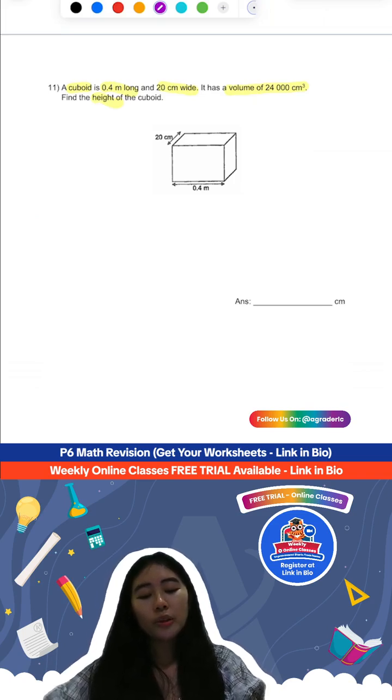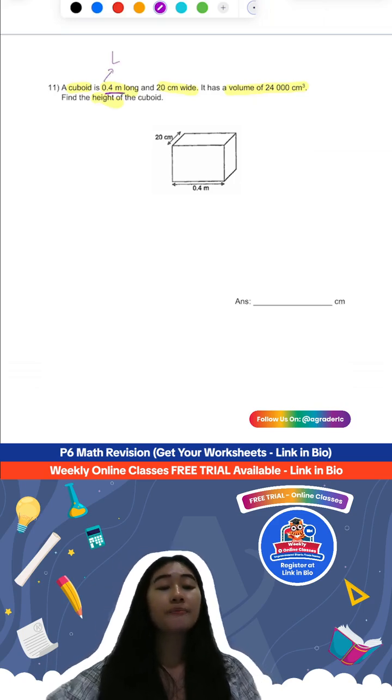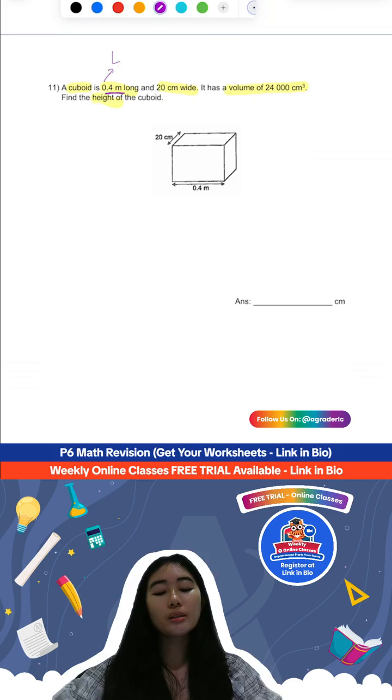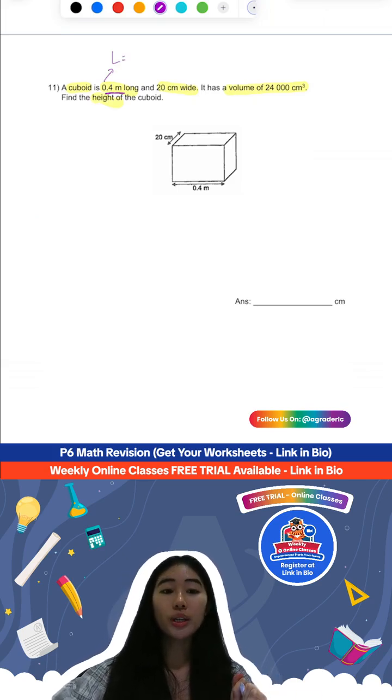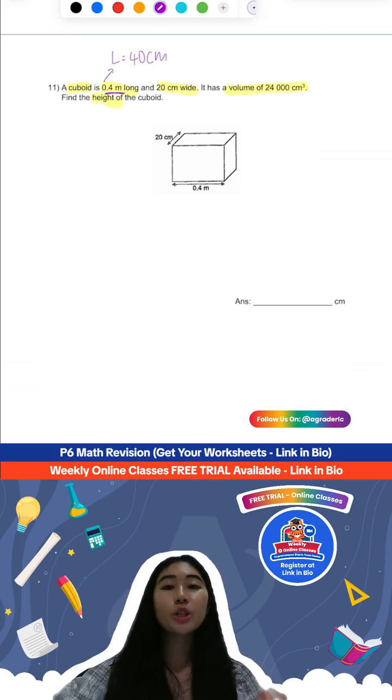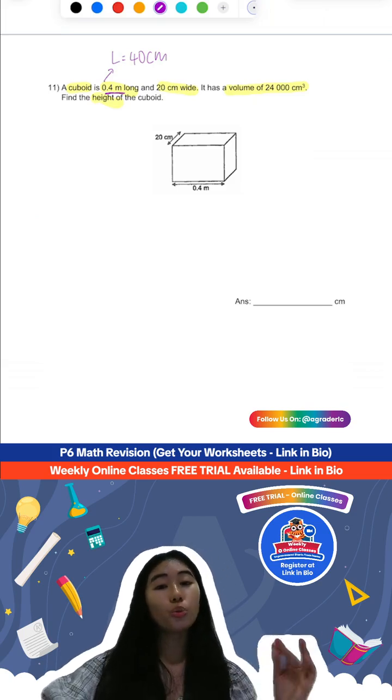So I'm going to label here first. 0.4 meters is actually the length. But you do notice that the units are different. Meters and centimeters, right? So you should be following centimeters. Your 0.4 meters, you should change it to centimeters. So that will be 40 centimeters. Make sure that the units are the same before you do any calculation.